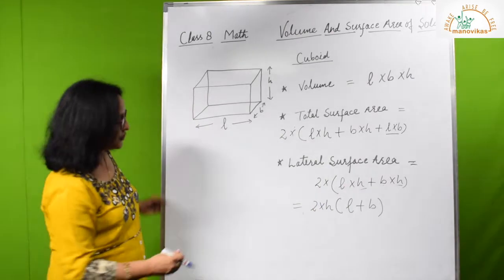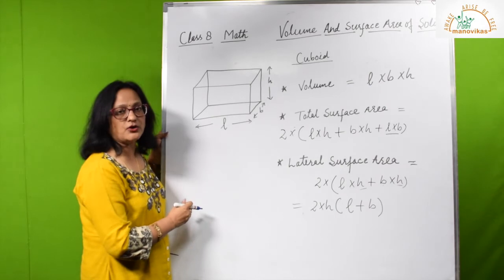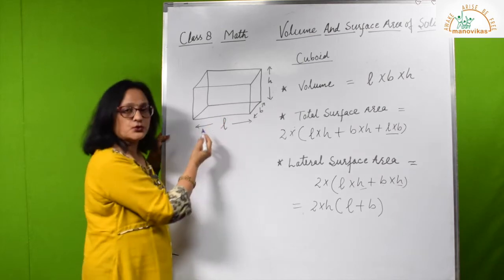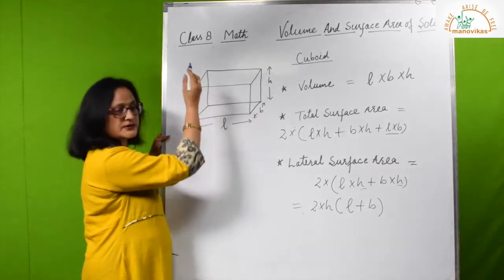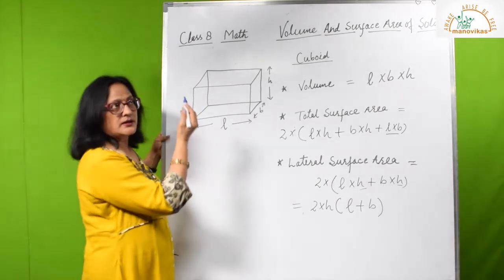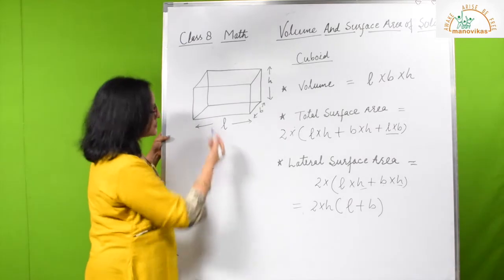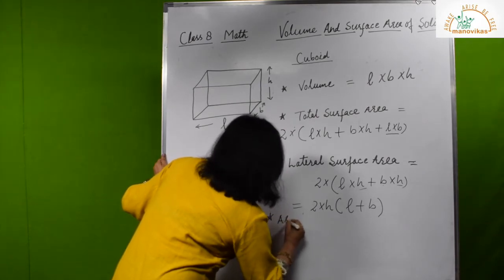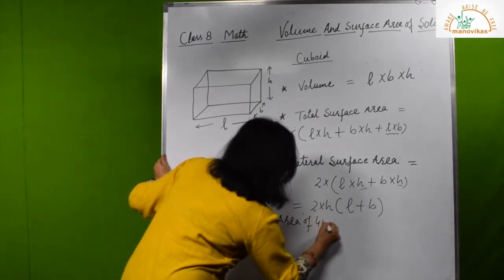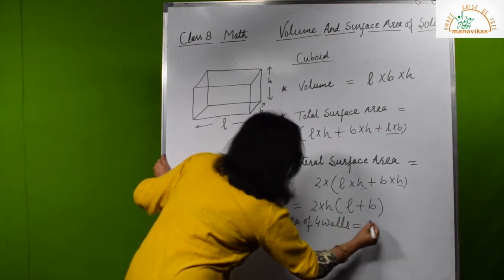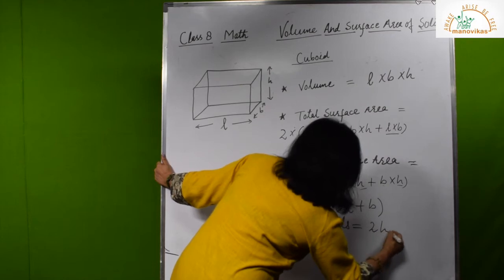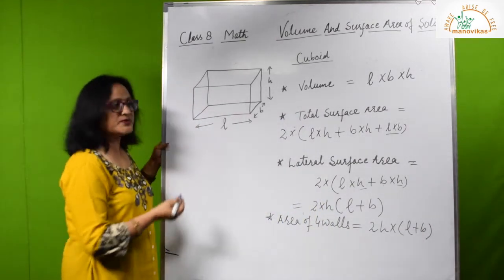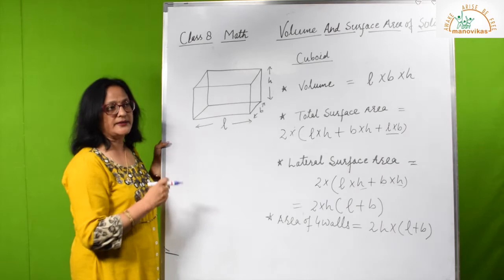The same formula you will use when you have to find the area of 4 walls. Suppose this is a room, and you have to find the area of 4 walls only. So 4 walls means the top and bottom areas, the floor area and the roof area, you will not include in this. So the area of 4 walls is the same as the lateral surface area, 2H into length plus breadth. Area of 4 walls means excluding the floor area and the roof area.